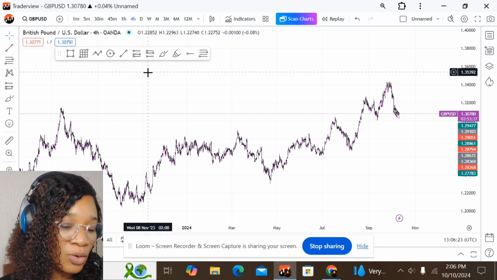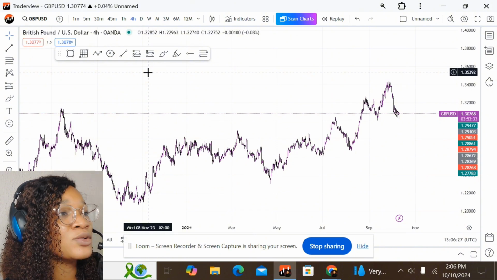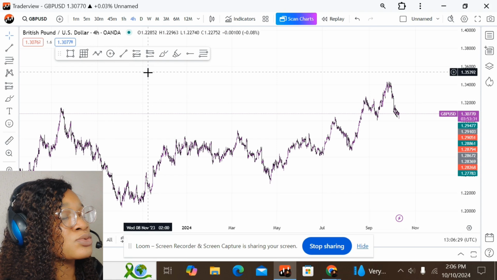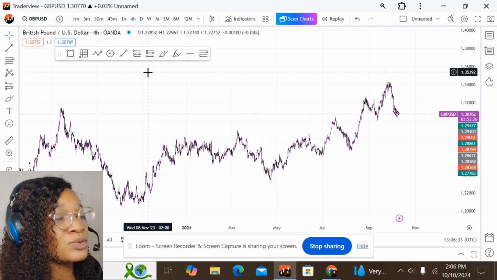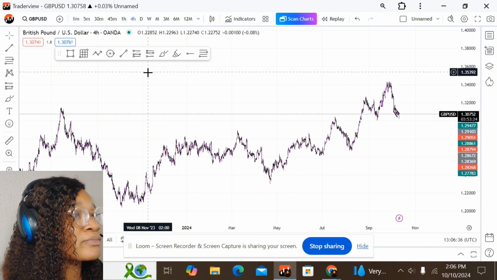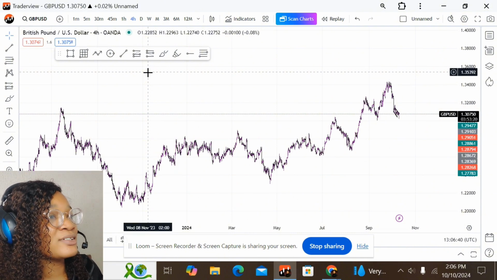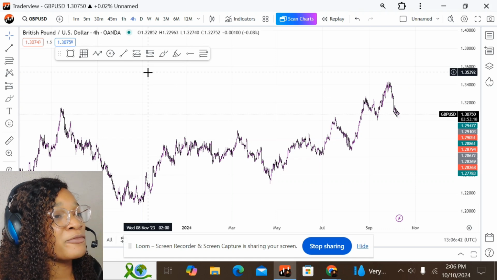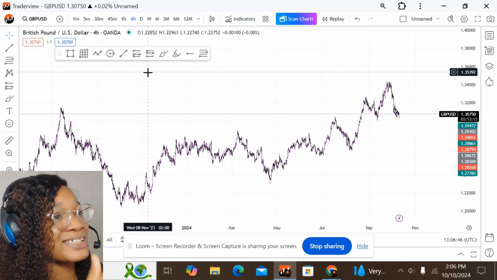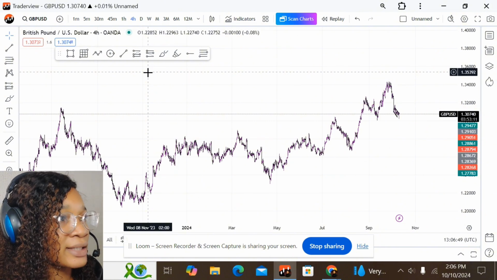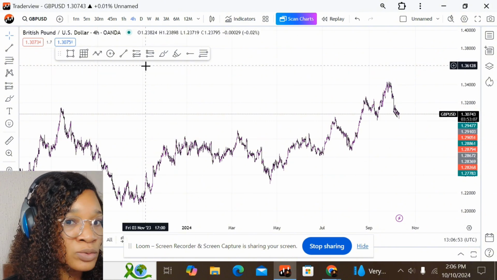Now, any point or any zone, remember I said it is not a point, it is a zone. Any zone you see that price usually comes to and then changes direction from is either a support zone or a resistance zone, right? If price is coming from below and gets to a zone and then reverses and starts dropping or selling again, that zone is referred to as a resistance zone.